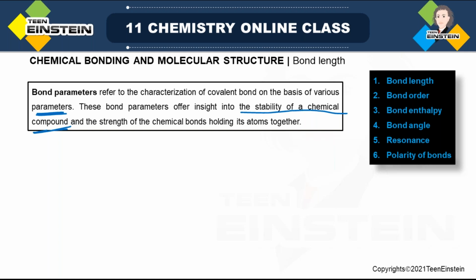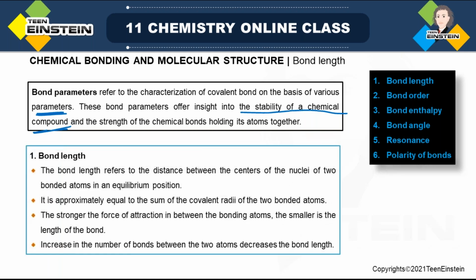The first one is bond length. Okay. Number 1, bond length. Now you can understand what is bond length. Obviously, it is the length of the bond that is present between two atoms. But if we want to give actual definition, it will be like this: the bond length refers to the distance between the centers of the nuclei of the two bonded atoms, and it is at equilibrium position.